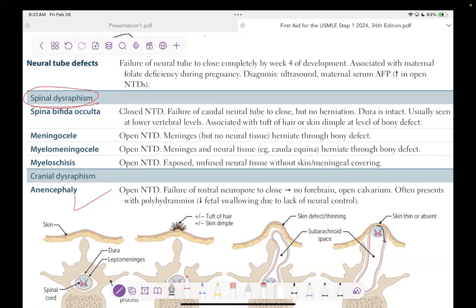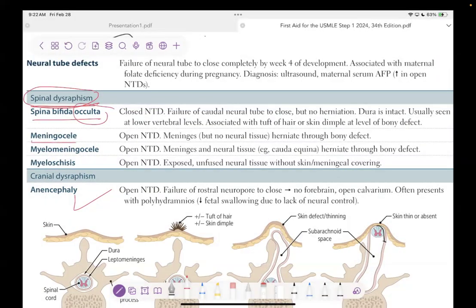Whenever there is a folate deficiency or any other cause that delays the closure of the neural tube, it causes spinal dysraphism. Spinal dysraphism is very easy to remember. We don't need to go to the lines. Just spina bifida occulta. Occulta means it is occult. It is not clear, not visible, right?